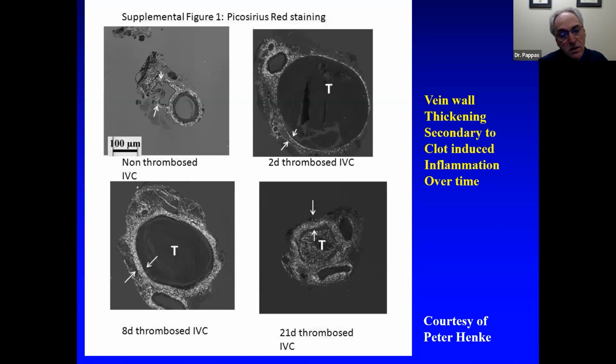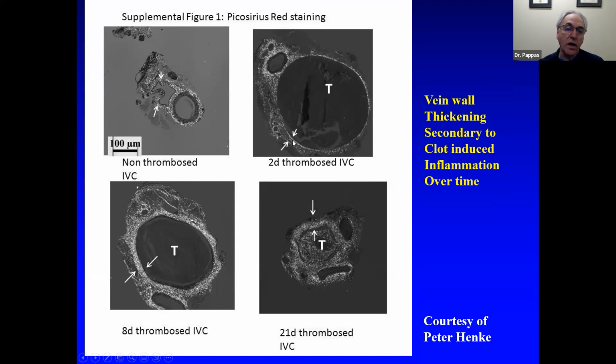So this slide was sent to me by Peter Henke. They had a baboon model in which they induced a DVT by ligating the inferior vena cava. And what they showed was the progression of vein wall damage as the clot starts to organize. So this is the non-thrombosed inferior vena cava. This is the clot that they've induced.